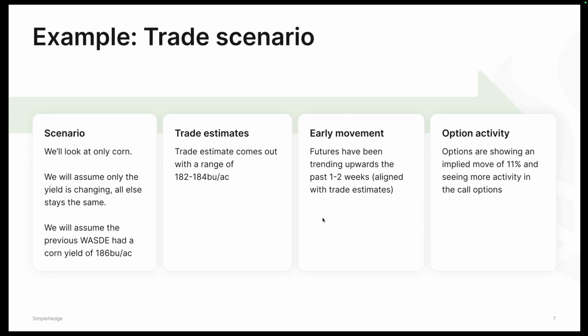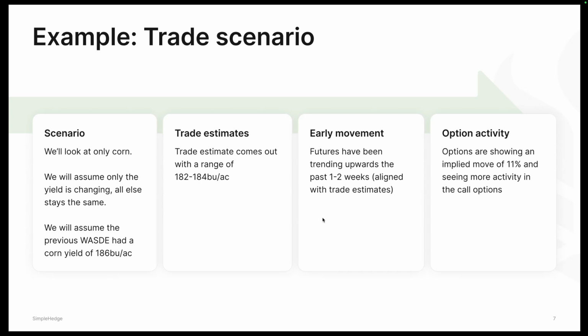We'll assume the previous WASDE had a corn yield of 186 bushels an acre. Leading up to that, trade estimates are coming out with 182 to 184 bushels an acre. So that's a reduction in the yield from the last report. The market or trade estimates are saying, hey, there should be a bullish report here, because all else is equal. So what we'll do is look at early movement. Futures have been trending upwards the past 1 to 2 weeks. That's aligned with the trade estimates. For option activity, we're going to say options are showing about an implied move of 11%, and we're seeing more activity in the call options.